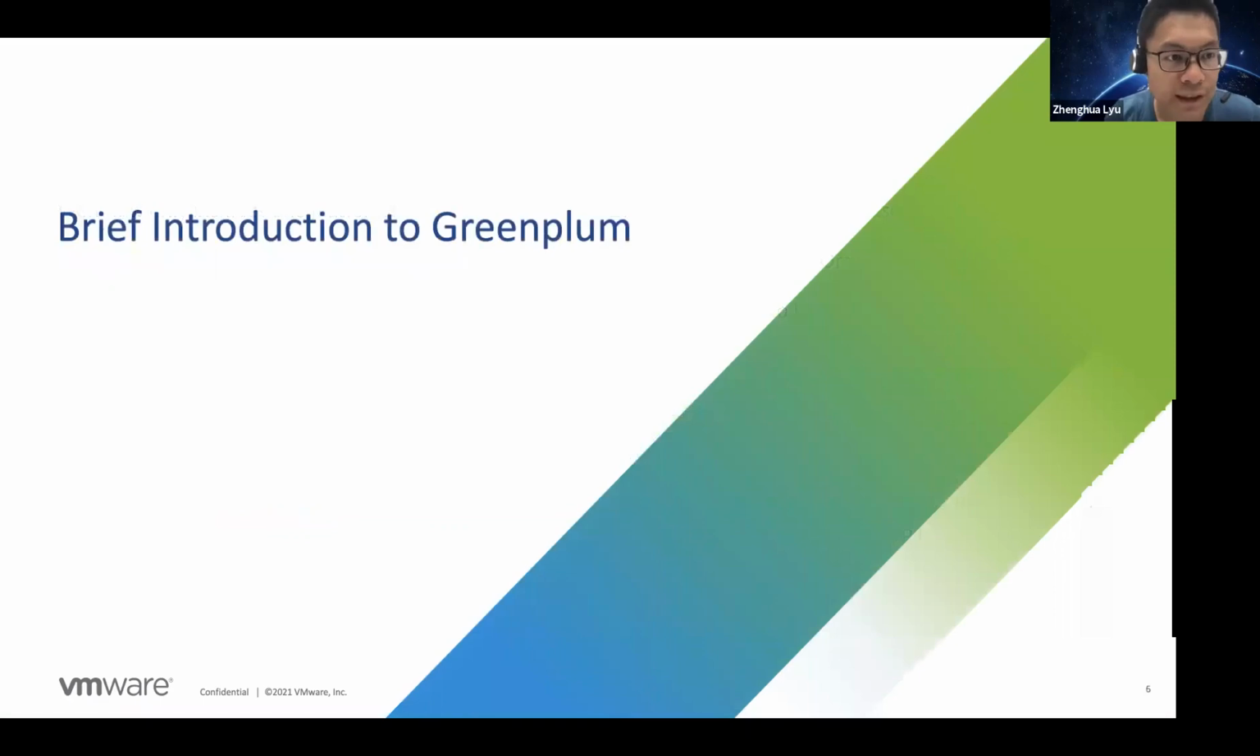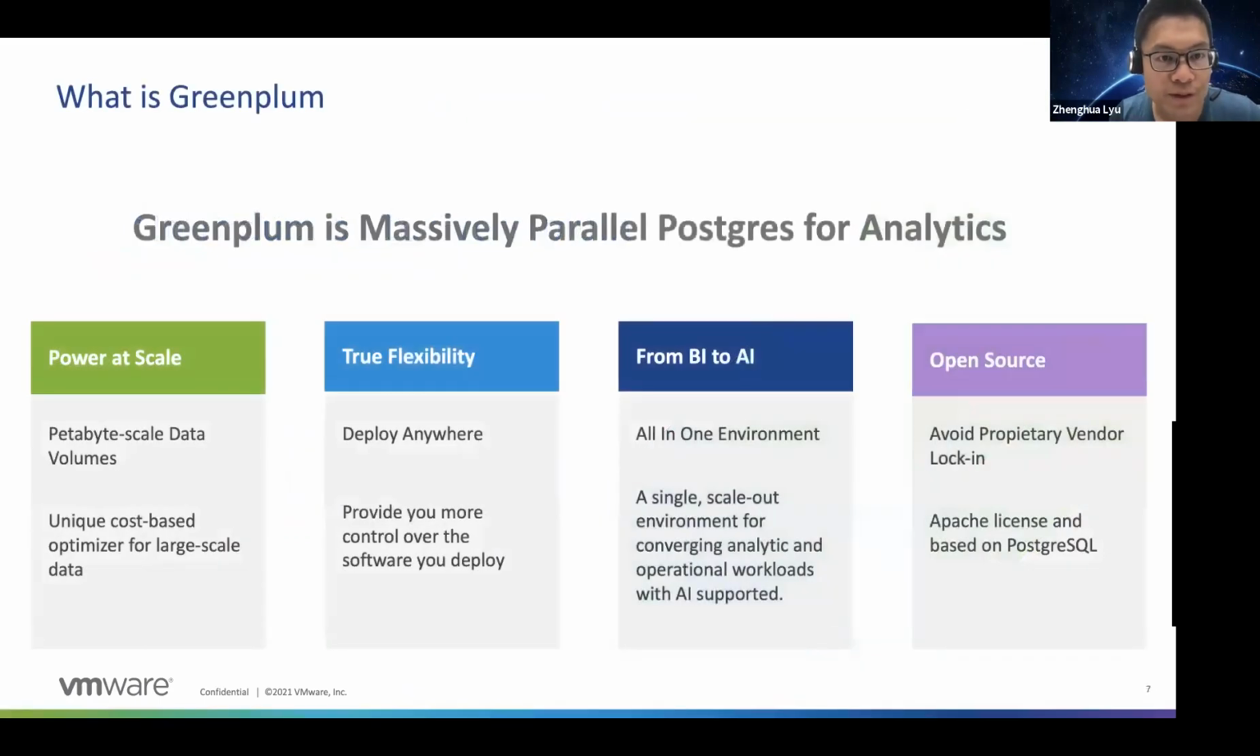Now let's come to the next section. In this section, we will have a brief introduction to Greenplum. Greenplum is a massively parallel Postgres for analytics. It can handle petabyte scale of data. You can deploy Greenplum everywhere. And Greenplum not only supports a BI system, but it also contains a module called MADlib that can support the computation of artificial intelligence. Greenplum is open source, and the license is the Apache license.